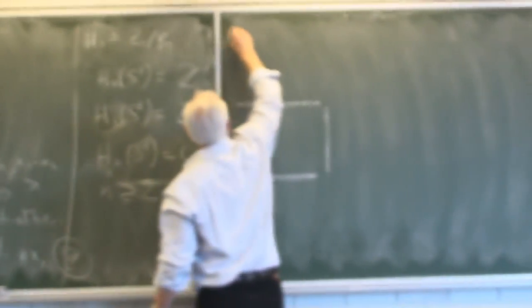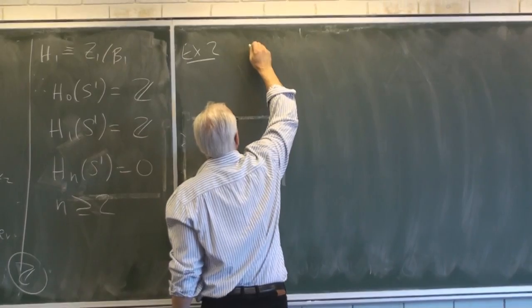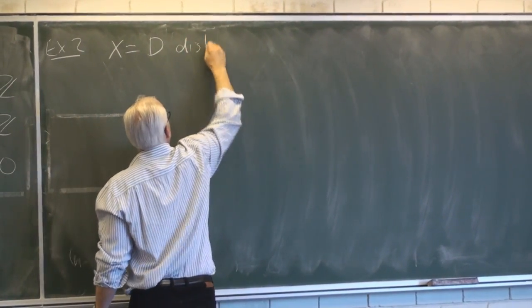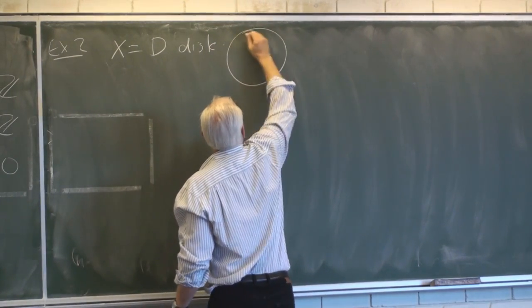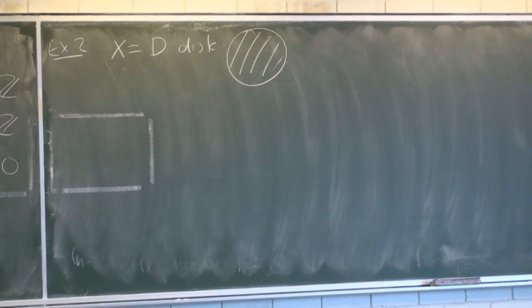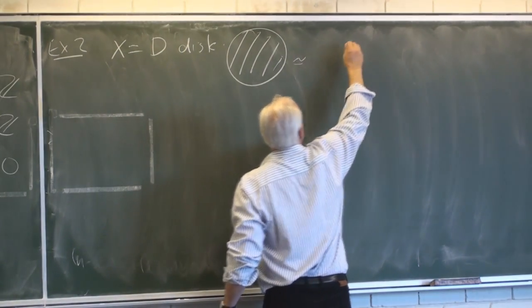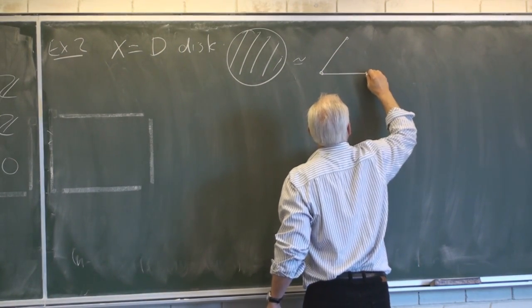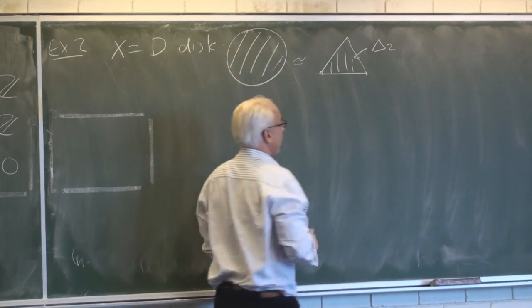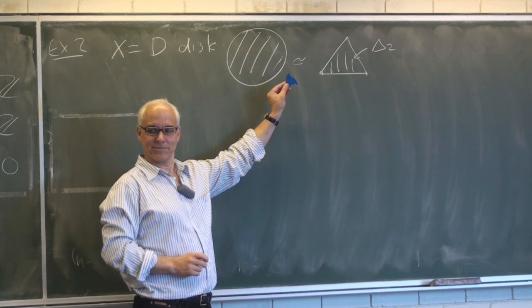All right, so our second example, a small variant, we're going to move from the circle to the disk. So the disk is a circle together with its interior. And as a simplex, that's a triangle, but now actually a two simplex, a solid triangle.